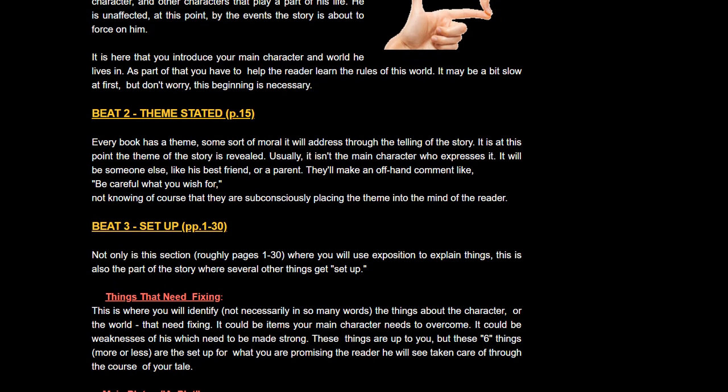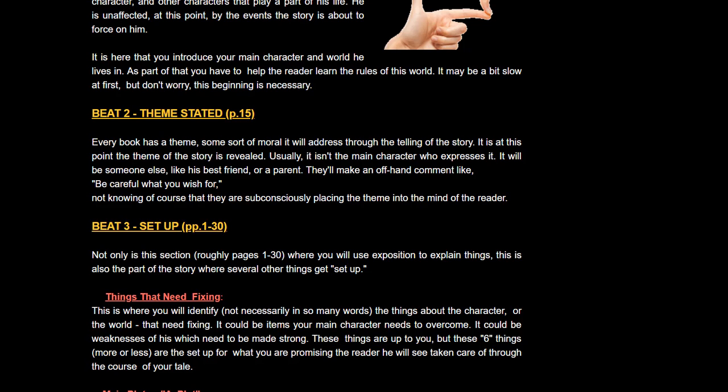That's the first beat. Beat 2, the theme gets stated, about page 15. Every book has a theme, some sort of moral it will address through the telling of the story. It's at this point that the theme of the story is revealed. Usually it isn't the main character who expresses it. It'll be someone else, like his best friend or a parent.